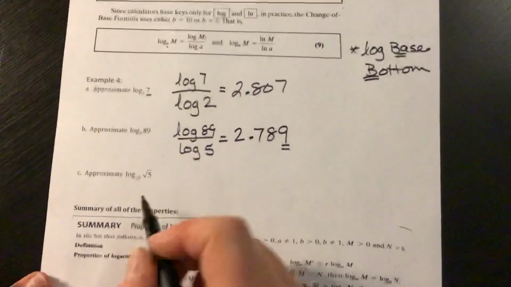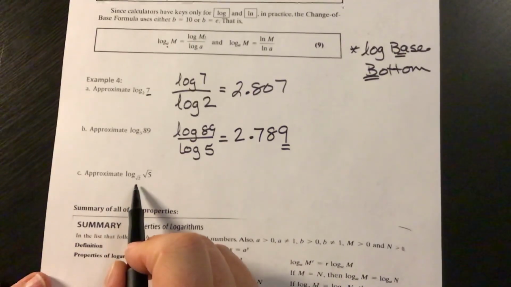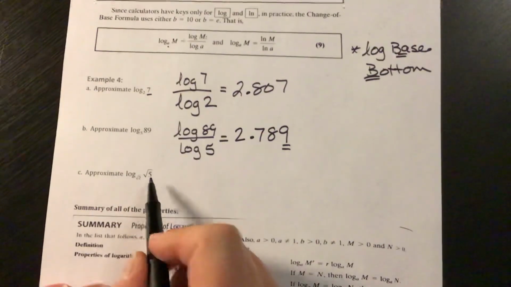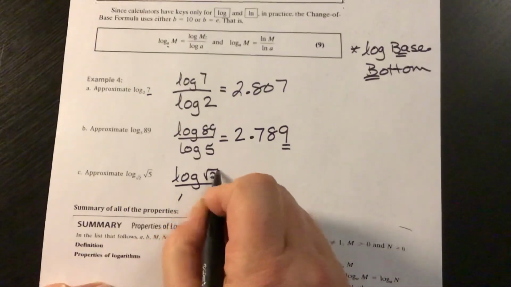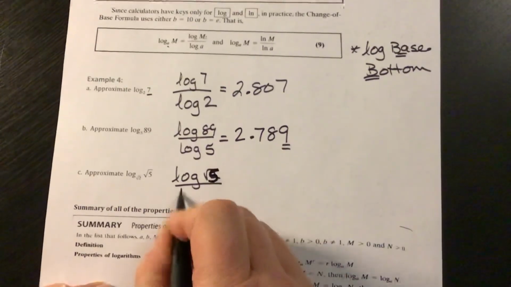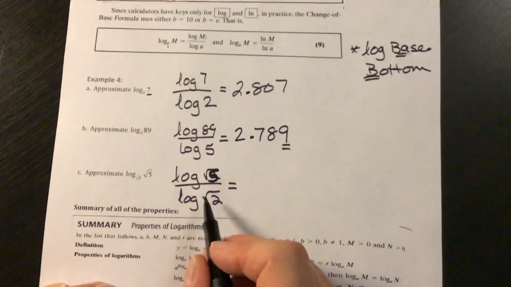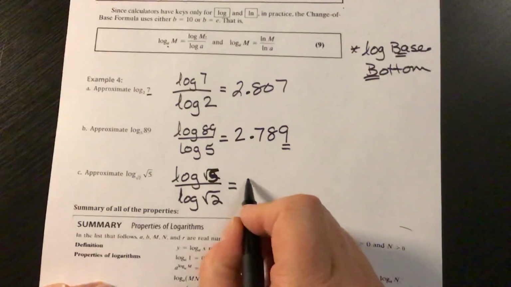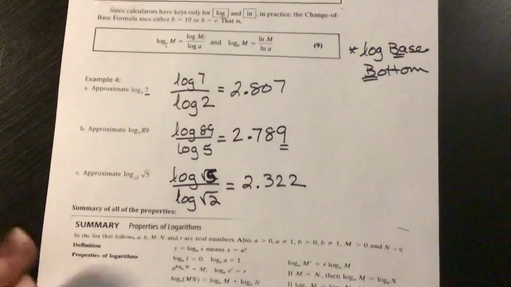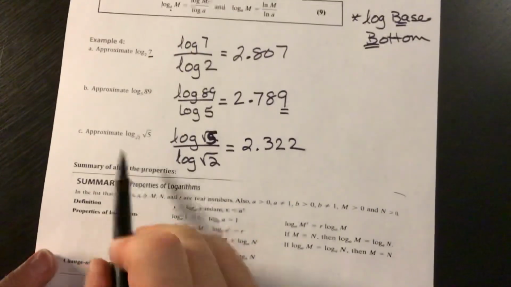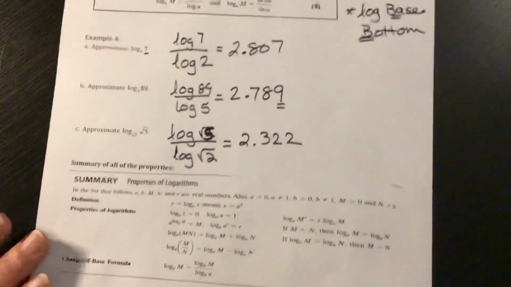And this last one here is to approximate log base square root of 2 of square root of 5. So I do log of square root of 5 over log of square root of 2. And that in my calculator would give me 2.322. All right, so that's how you change or evaluate logs that don't have a base 10 on our calculator.